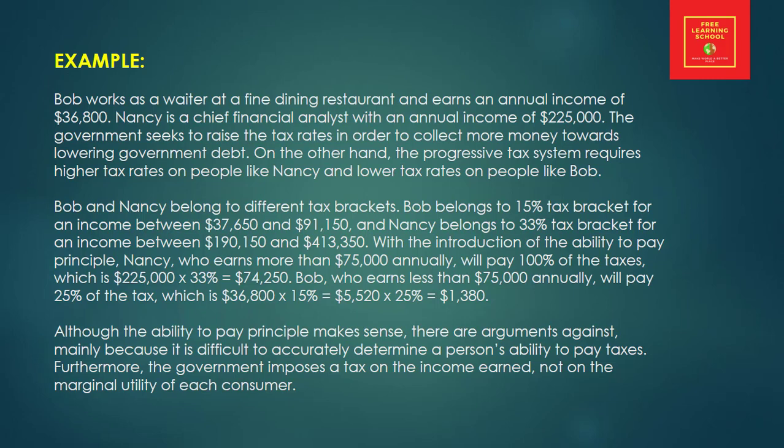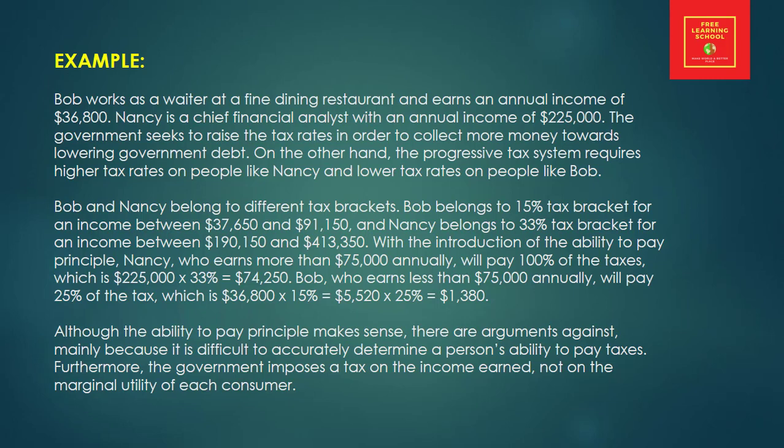With the introduction of the ability to pay principle, Nancy, who earns more than $75,000 annually, will pay 100% of the taxes, which is 33% of 225K. The amount is 74,250. So she has to pay the full amount as she is earning 225K, which is more than 75K annually.